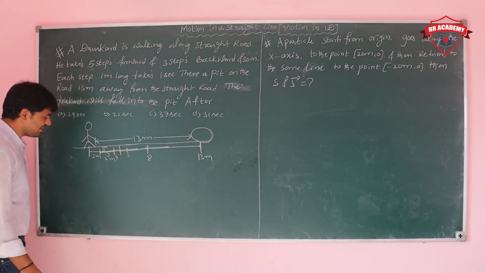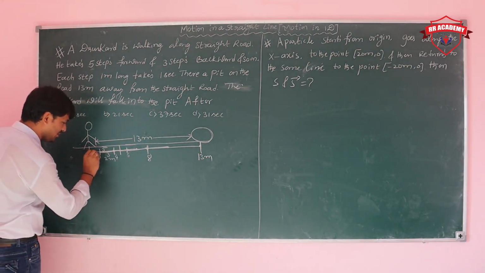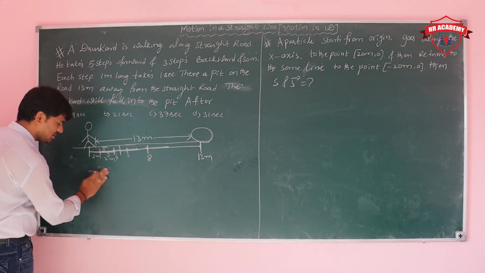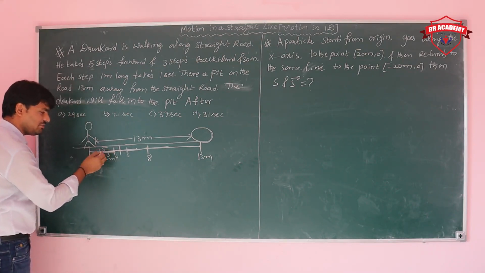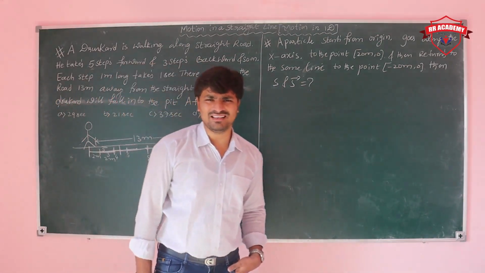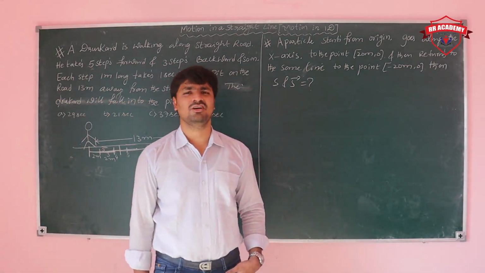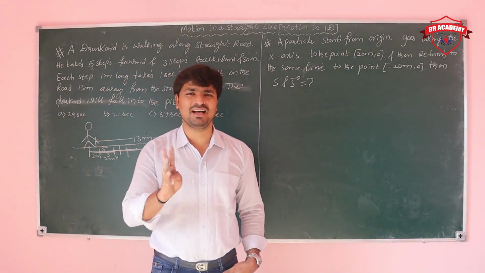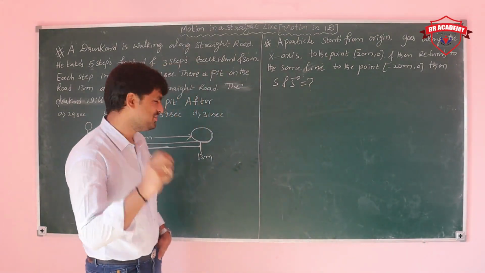So let's see here. First we are calculating. First he is moving from here to here, 5 meters forward. How much time will it take? 5 seconds. And 3 meters backward, how much time will it take? 3 seconds. Should we subtract 5 seconds minus 3 seconds? No. He is coming back, but time is not coming back. Time never comes back.